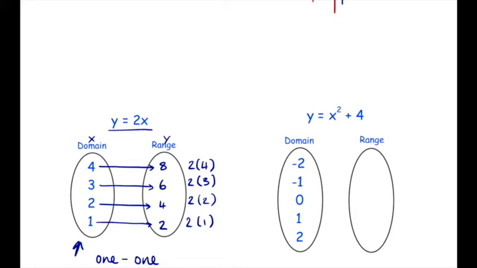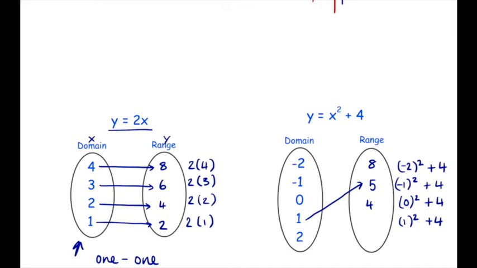Now the second one is my function x squared plus 4. So I've got minus 2 going in, so minus 2 squared, that gives me 4, and then I'm adding on 4, so that gives me 8. And then the next one, I've got minus 1 squared, that gives me 1, and I'm adding on 4, which gives me 5. And then I've got 0 squared, which is 0, add 4 is 4. And then I've got 1 squared, which is 1, add 4, which is 5.